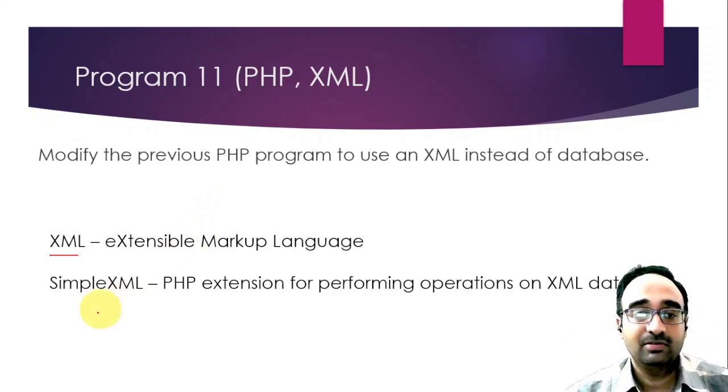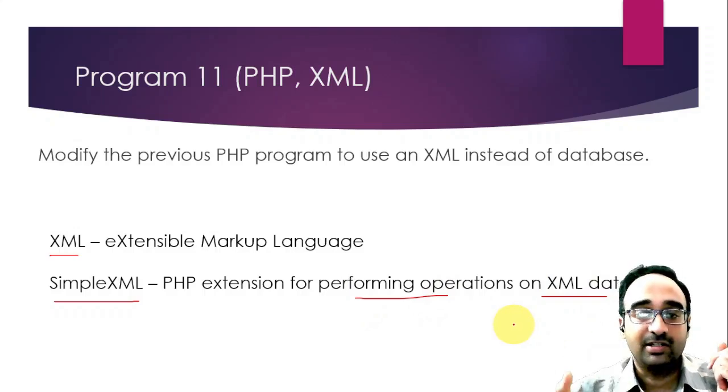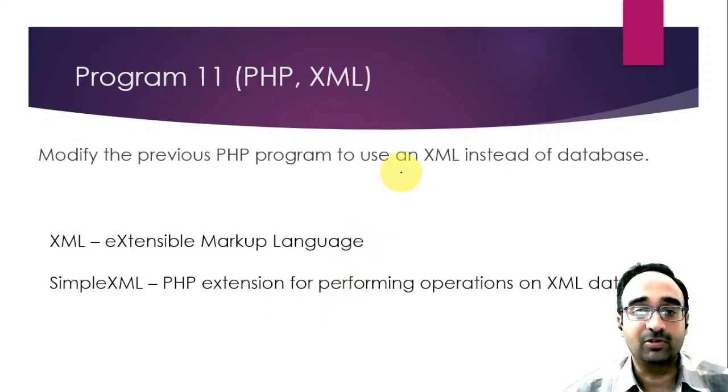And then from our PHP, we have to read the XML data, right? For that purpose, we will use an extension of PHP called SimpleXML. SimpleXML is an extension of PHP. So what's the use of SimpleXML? It is used for performing operations on XML data. So you can read the data from XML file and you can store the data into XML file, and all these things you can do. Okay. So let's see the program code.